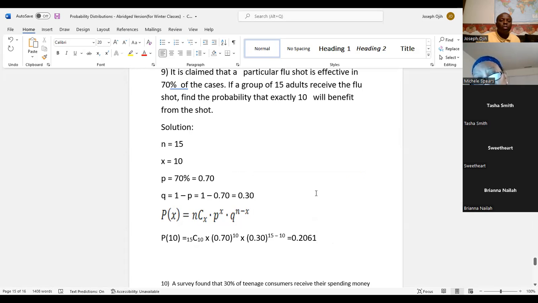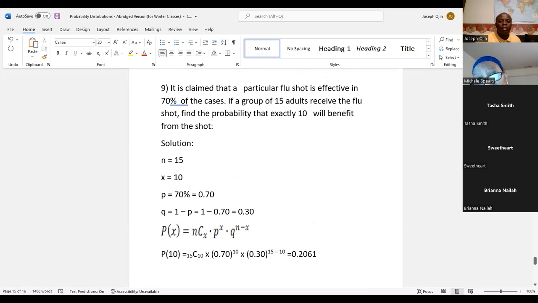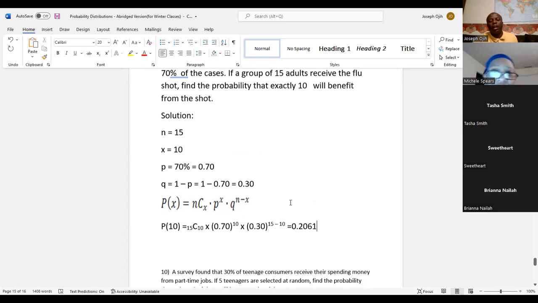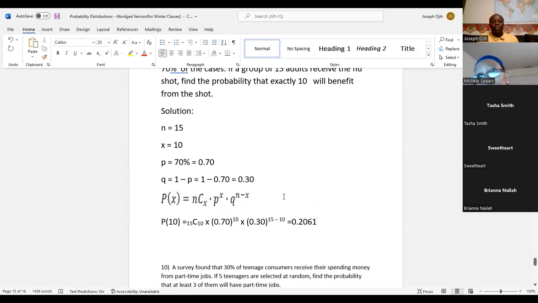0.2061. So the probability that exactly 10 will benefit from the shot is 0.2061. Any question on that? Any question? No.